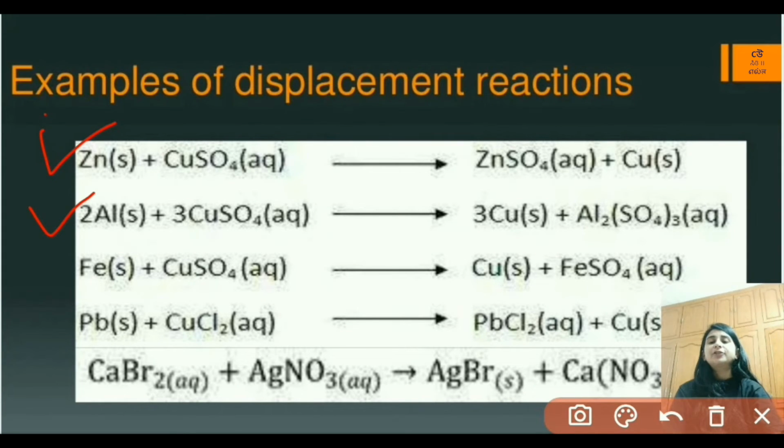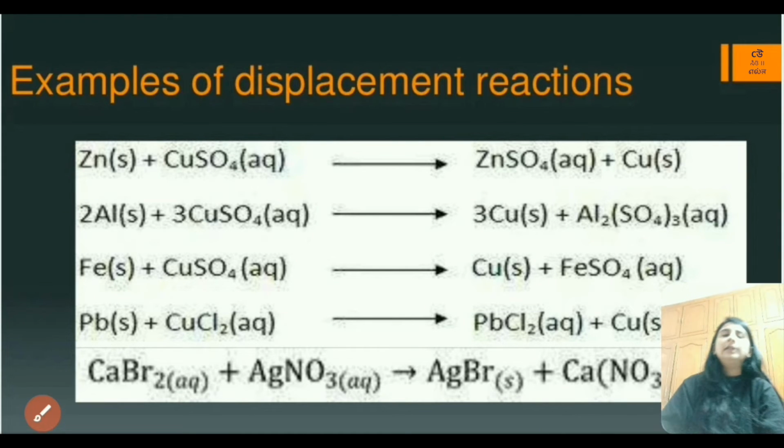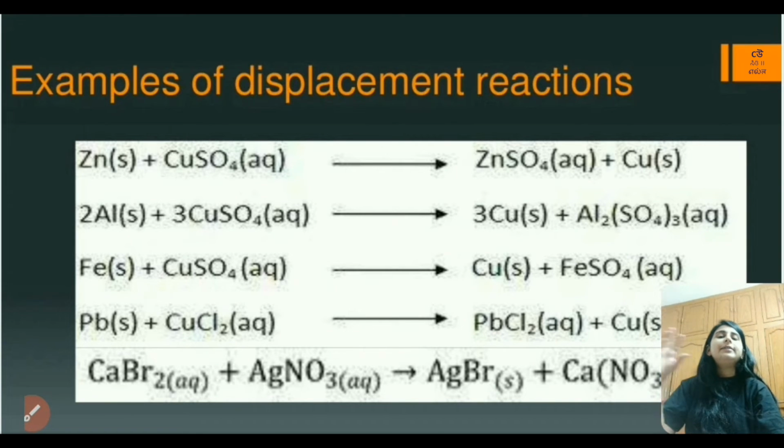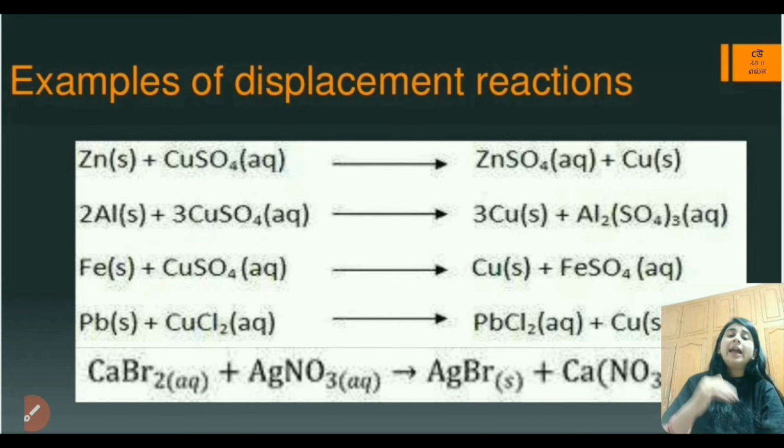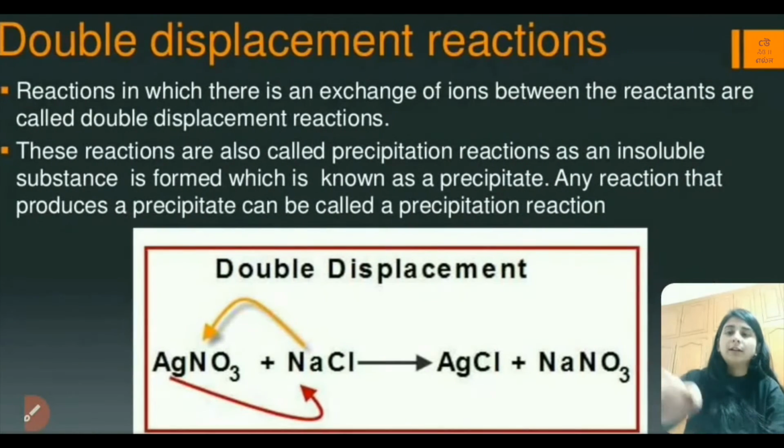And then the next reaction is lead reacting with copper chloride. So whenever lead reacts with copper chloride, copper is again the less reactive element, so the product would be lead chloride and copper. So that is how we can give examples of displacement reaction, where a highly reactive element will displace a less reactive element from its aqueous solution and will form a new product.